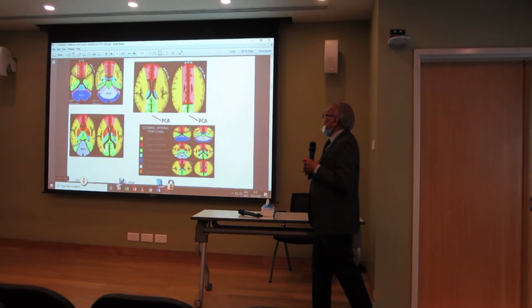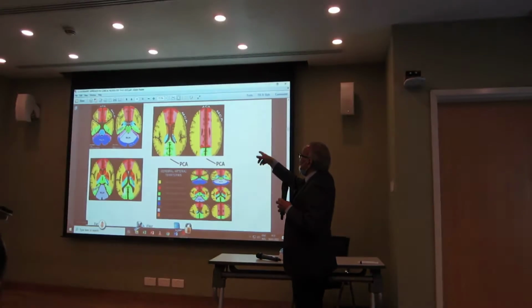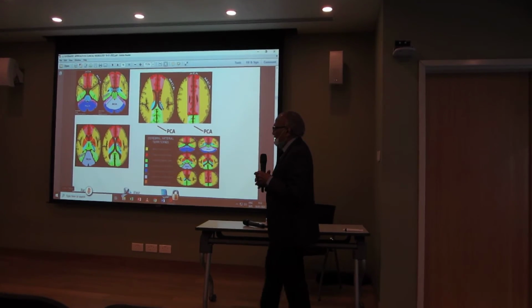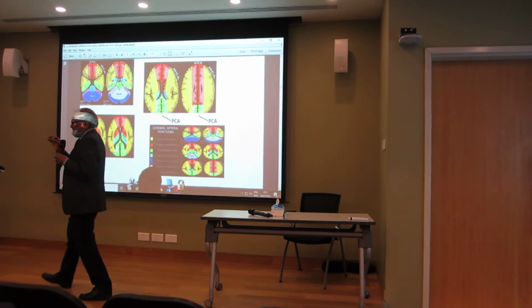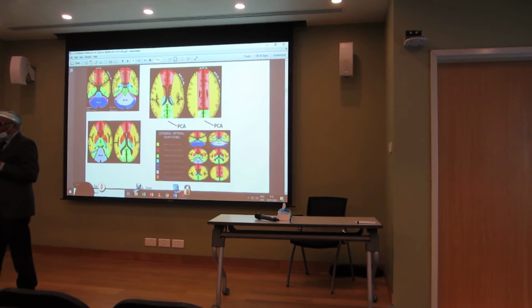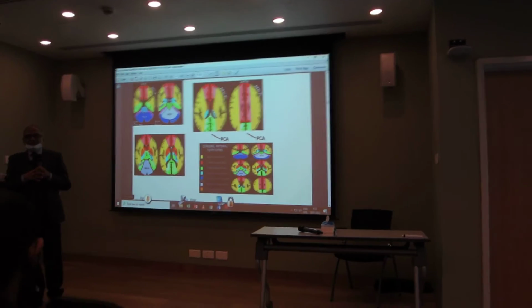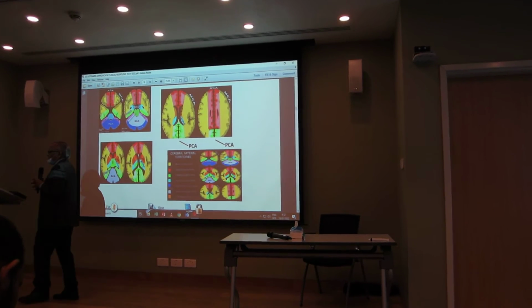So look at, for example, the pink colors, the yellow colorations. These are the sections at different levels. Now in nervous lesions, we always have to localize precisely. So we have different sectioning of the brain by different diagnostic techniques like MRI.